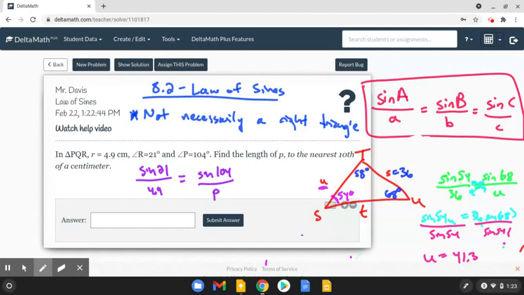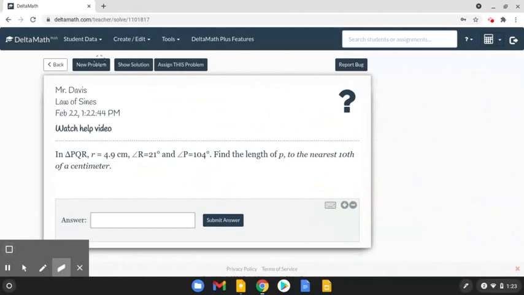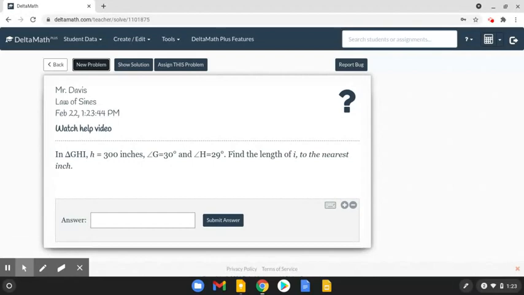Let's try, have you tried this last one on your own here? Let's do a new problem, and have you guys just do this one on your own. So go ahead and give that one a shot.